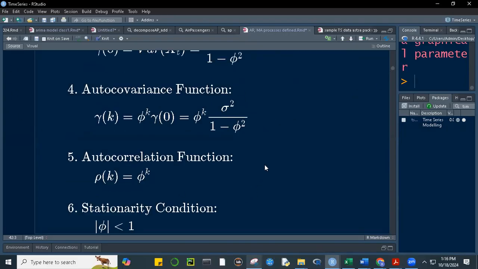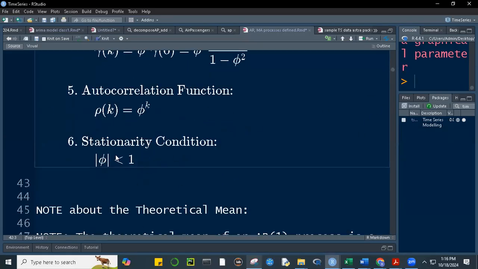We'll not discuss that anymore. But what's important here is the stationary condition, this one. Your phi, the absolute value of phi, should be less than 1. Okay? Okay, is that clear, class?